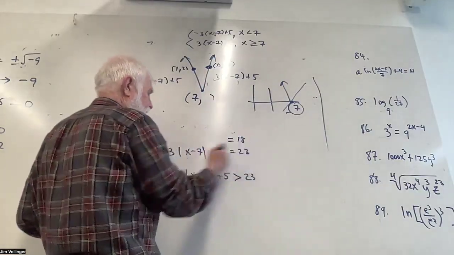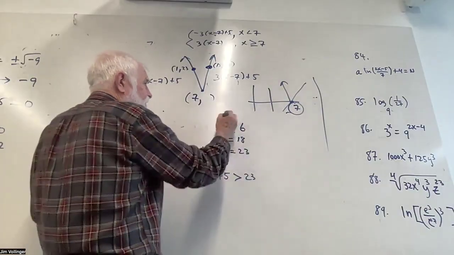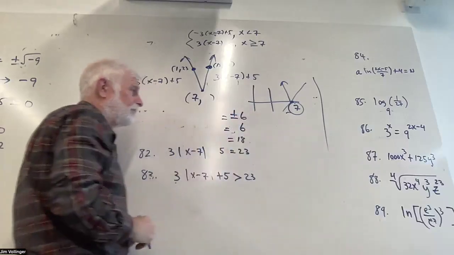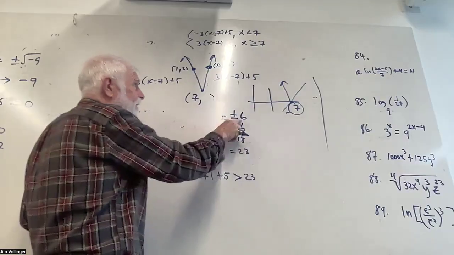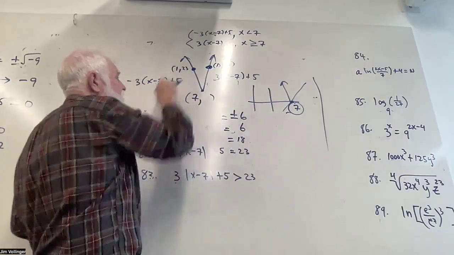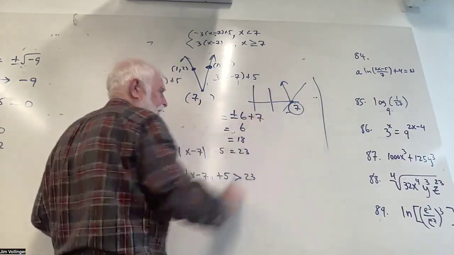Subtract 5, 18. Divide by 3, 6. Dropping the absolute value means considering the positive and negative values. But that's how much I'm changing from 7. Add 6, 13. Take away 6, 1. Right? Because the last stage is adding this 7 to that.